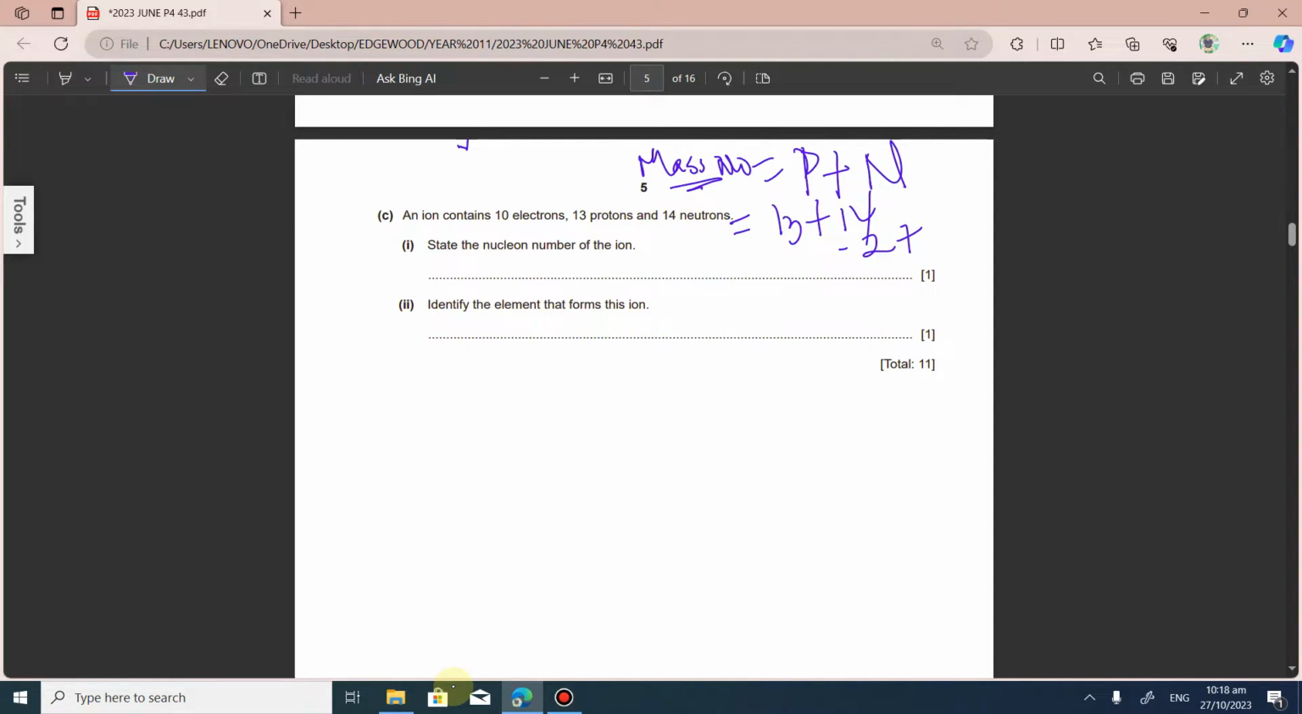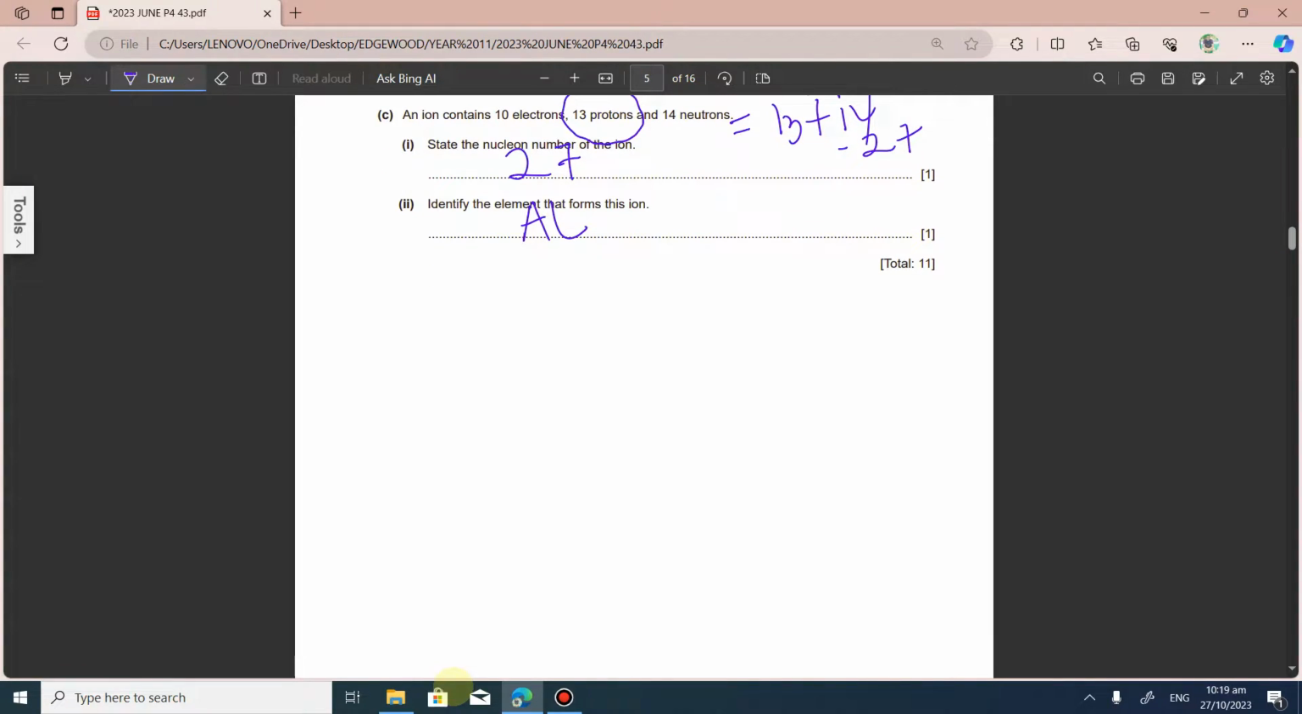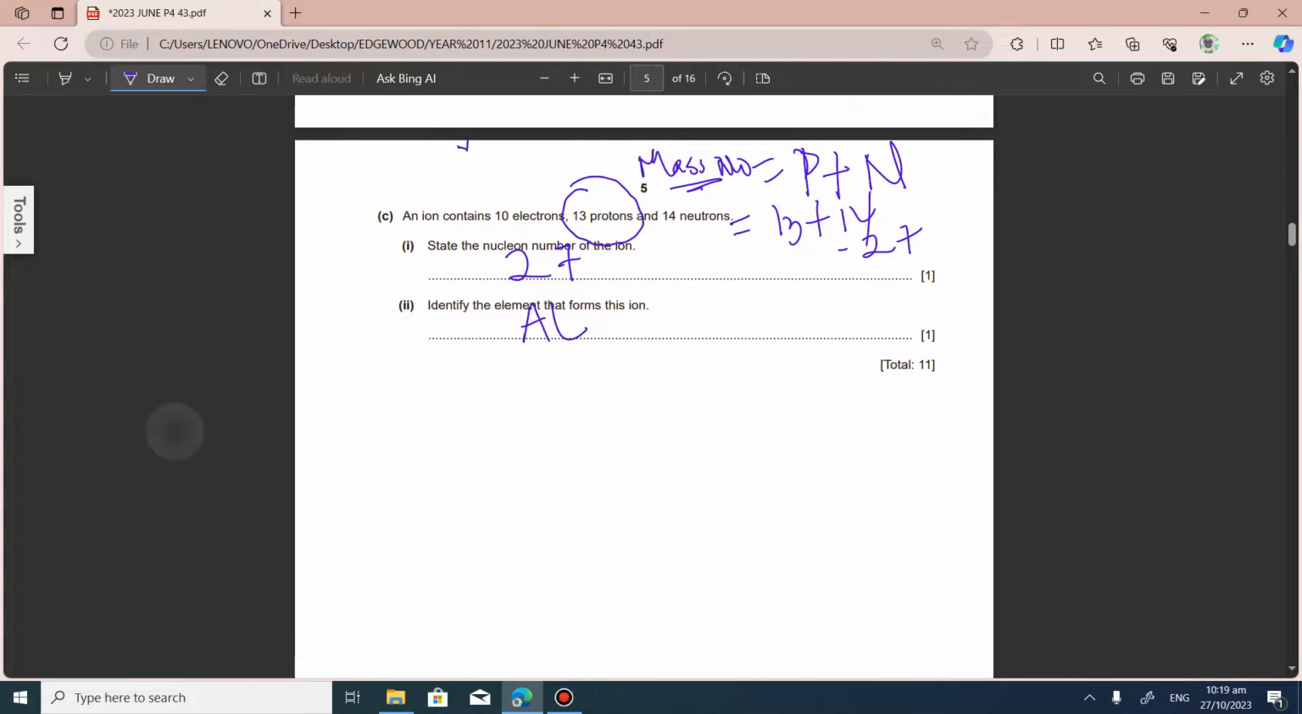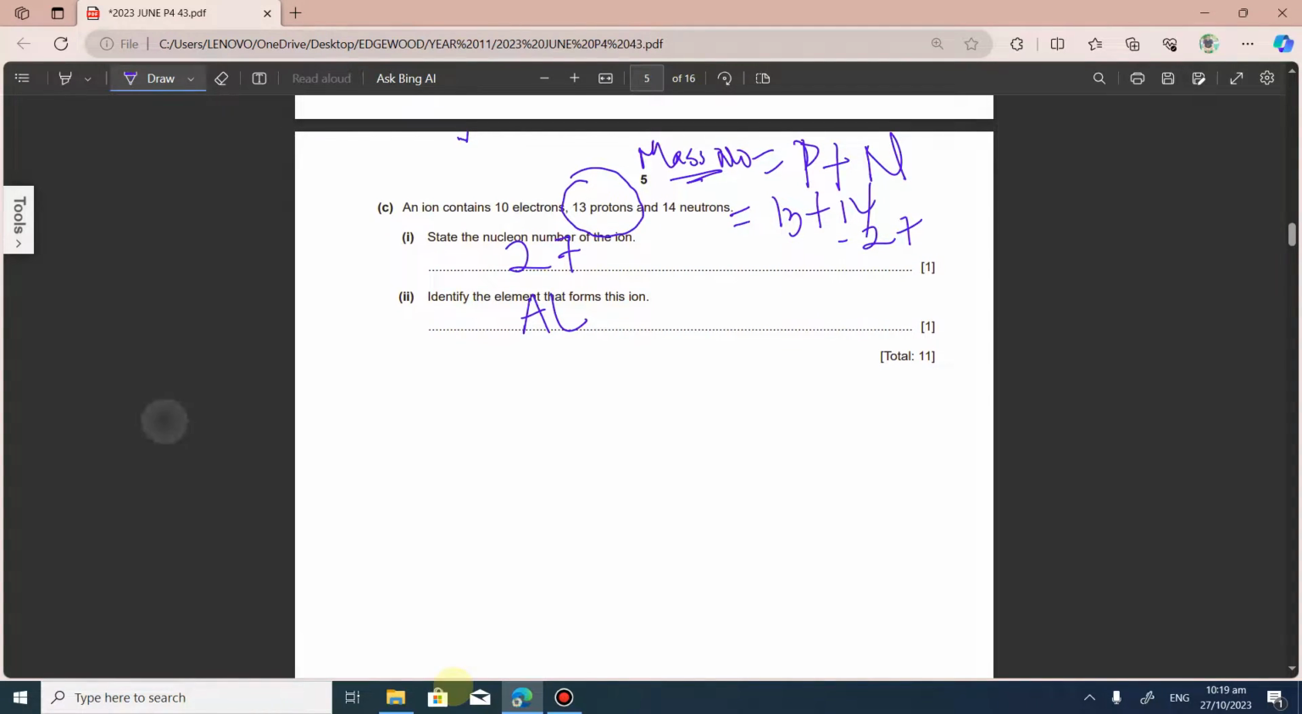So the nucleon number is 27. Okay, identify the element that forms this ion. So for you to identify the element that forms the ion, look at the proton number, which is 13, then open your periodic table and look for an element with atomic number 13. And you check that, you should have aluminium. Okay, so aluminium should have that atomic number. Okay, so remember that nucleon number is the same as the mass number.